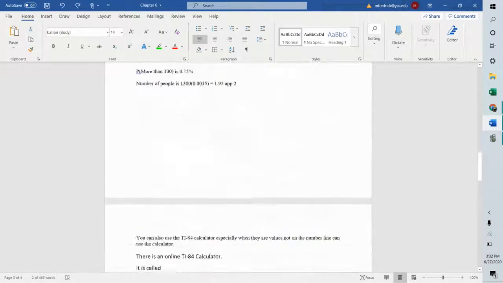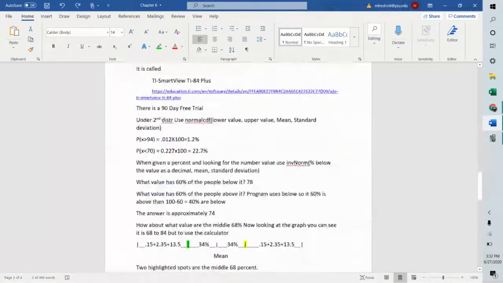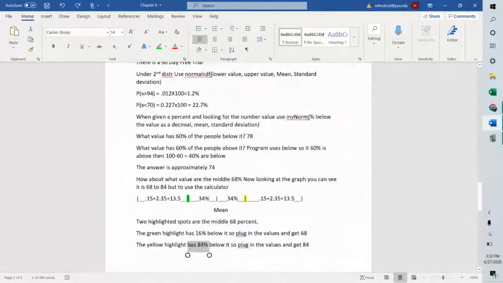And if we look back at the curve, 68 to 84 was the middle 68%. So you can use the calculator. I think it's a lot easier once you get used to it. It has a lot of functions, and more of the chapters to come will also use the calculator. So downloading that free calculator is good if you don't have it.